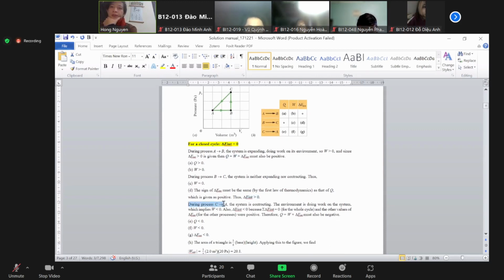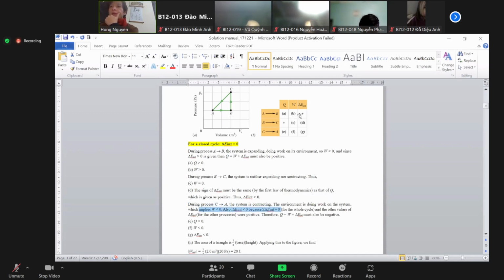Now we solve for process CA. What we see? Firstly, what we know is that the system contracts. So there's a work done on the system, right? Hệ nhận công thì cho nên hệ thì nó mới co lại, khí nó mới co lại. Then the work should be negative. The work done on the system is negative.